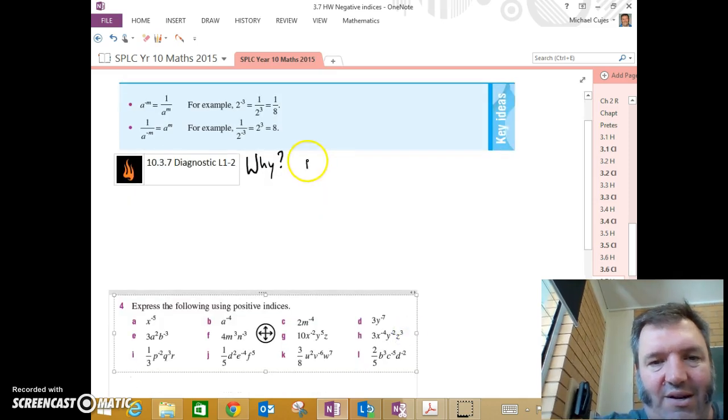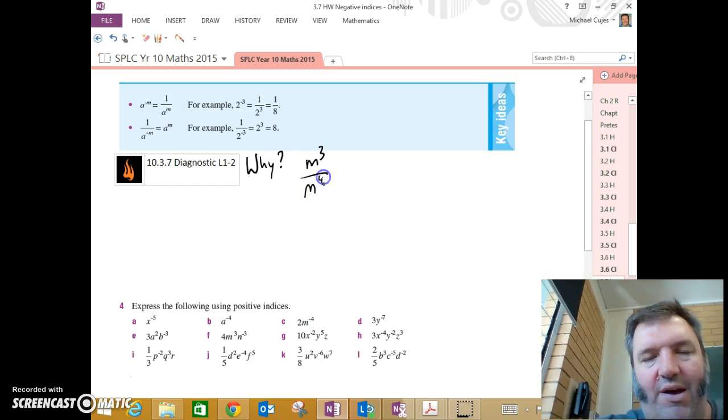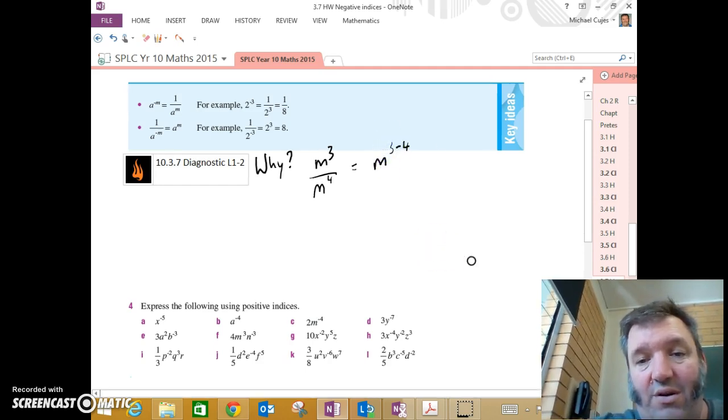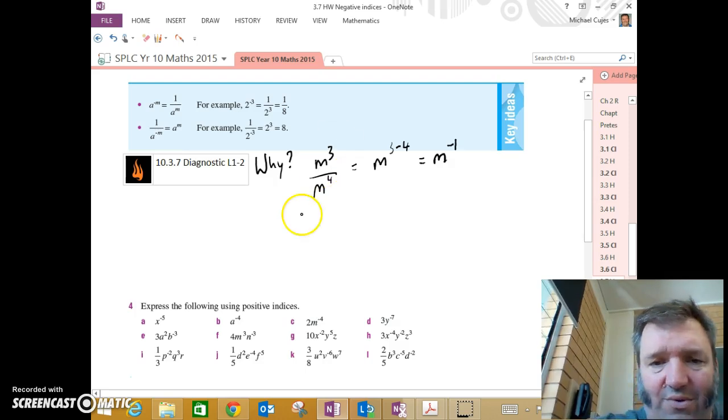Well, let's consider I just had m cubed divided by m to the power of 4. If we use index law number 2, it says I've got to do subtraction there. So it'd be 3 minus 4. Oh, and 3 minus 4 is negative 1. That's well and good. But what about if I just cancelled common factors?